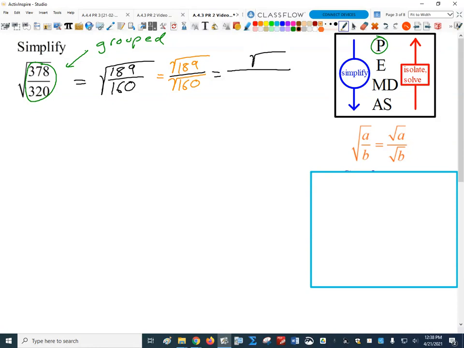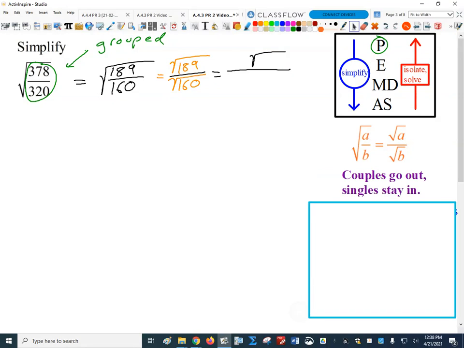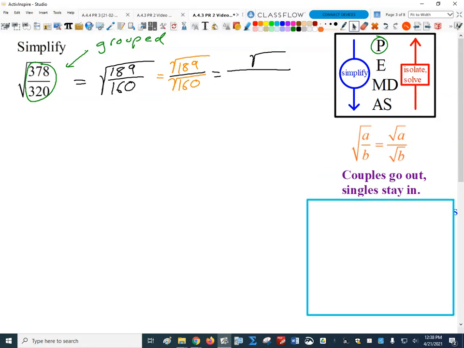Factor. Yeah, we're going to factor 189. And remember the saying that we're going to pay attention to here is couples go out, singles stay in, right? So when we factor this thing, we've got to locate the couples and the singles, and that tells us which parts of that number end up outside and which parts end up inside, right? So let's do that.